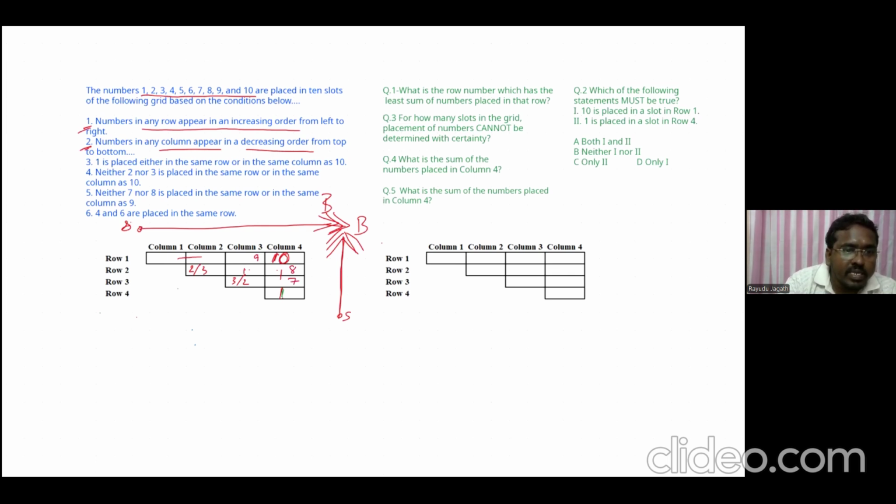Are separate. 7 and 8 cannot be placed, meeting the condition. 4 and 6: so 4 is here, 6 is here, that is possible. 4 6 is possible, and this will be 5, meeting all the conditions. So this is one final set, and we have checked only 9 corresponding to row 1 column 3, but row 2 column 3 and row 3 column 4 should be checked.